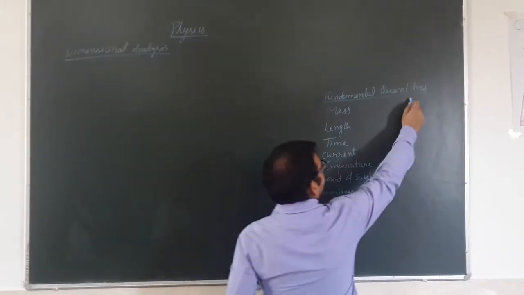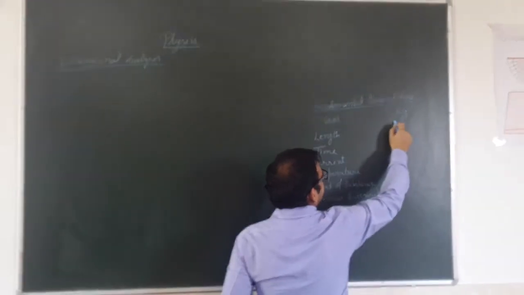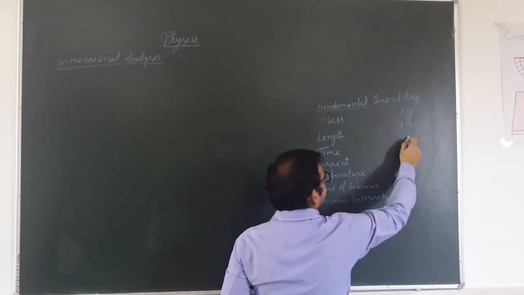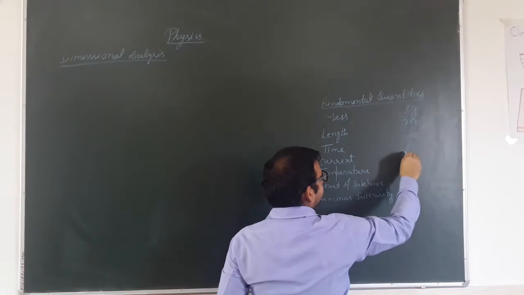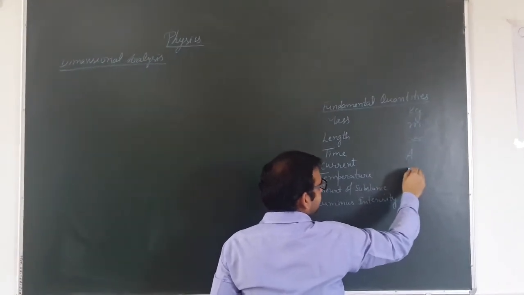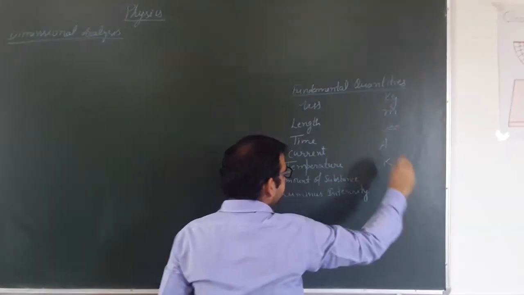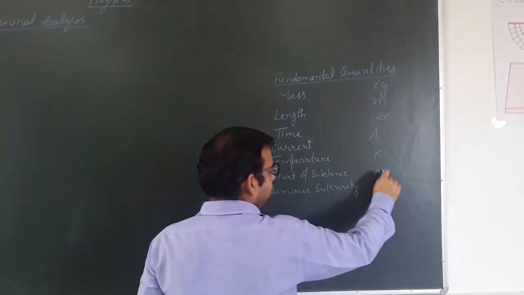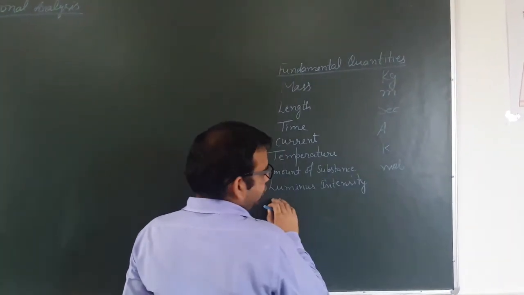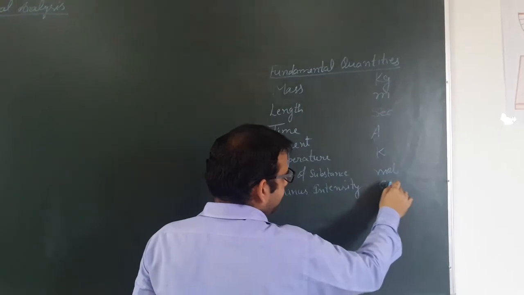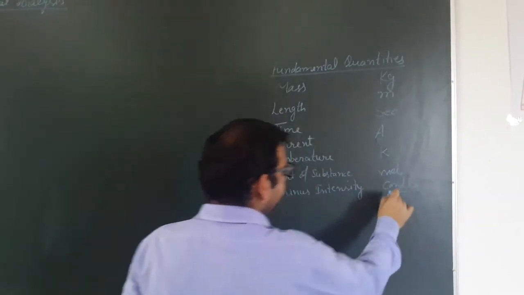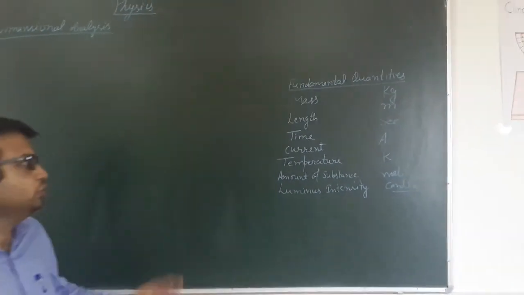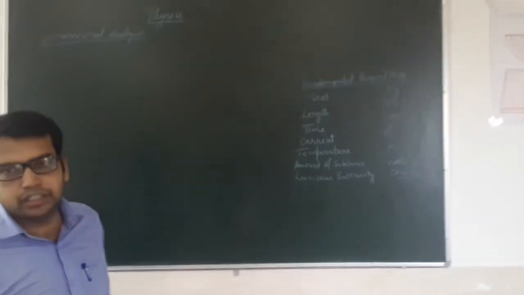So mass is measured in kilogram, length is in meter, time is in second, current is in ampere, temperature is degree Celsius or Kelvin, amount of substance is in mole, luminous intensity is in candela. So these are the basic fundamental quantities and units of those fundamental quantities.